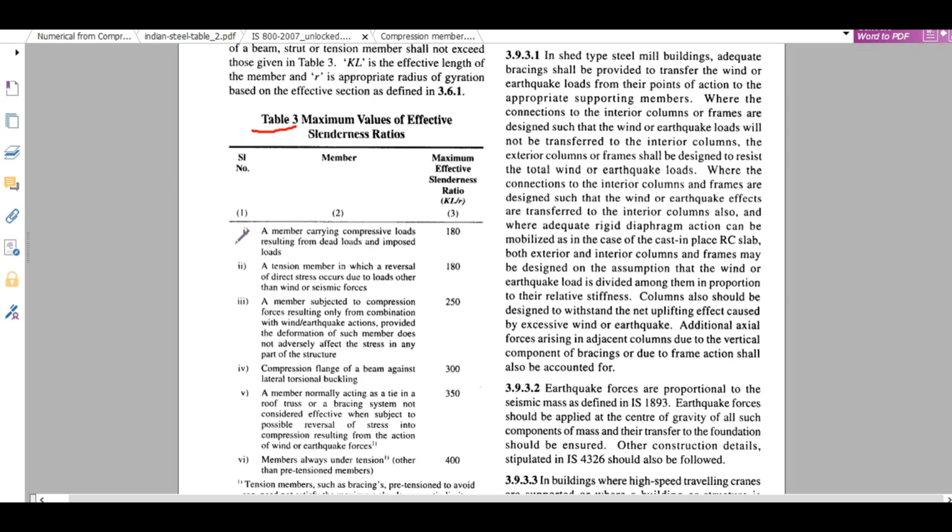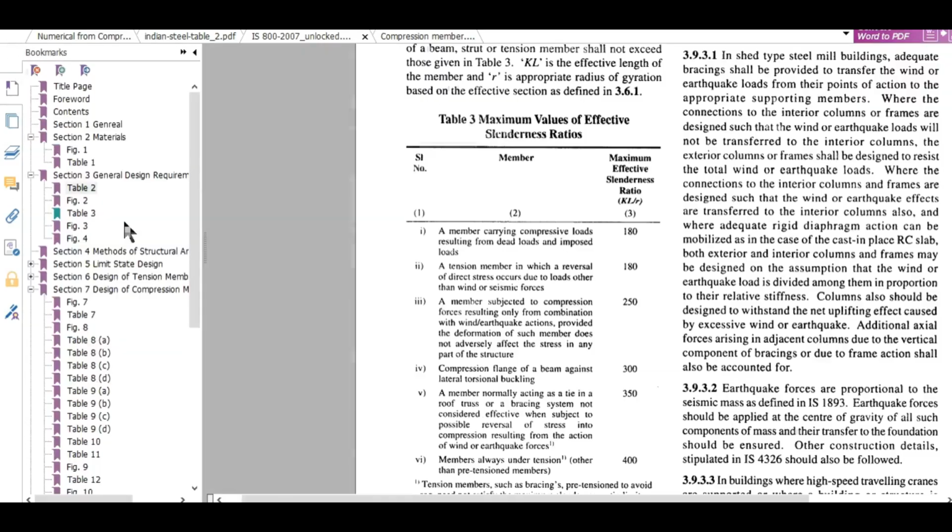Okay, as we are designing, we will be dealing with the compression member, so you have to read point 1. For point 1 it is mentioned that for a member carrying compressive loads resulting from dead load and imposed load, the ratio should be 180. So whatever you design, you select your compression member so that the maximum ratio should be 180, not more than 180. Okay, then let us go to Figure 8.